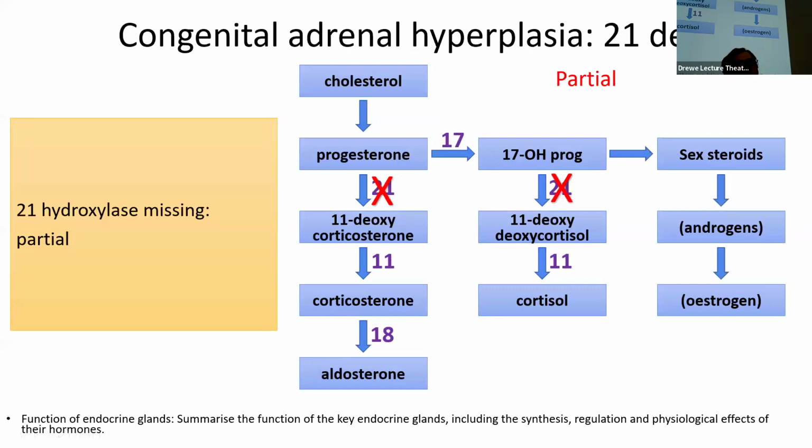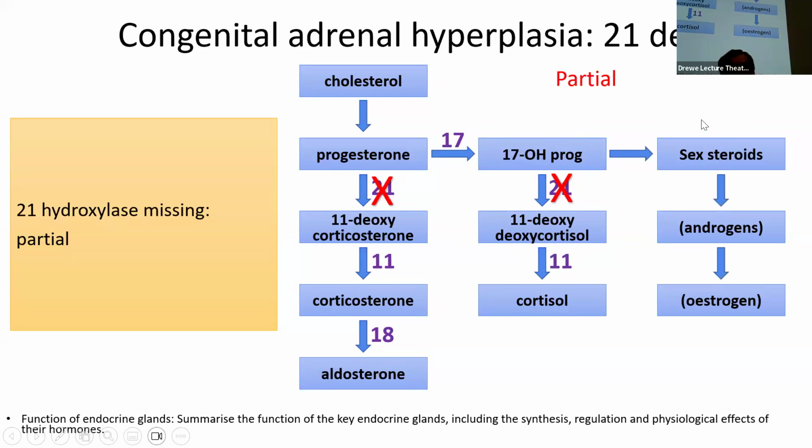Okay, what about partial? Now, partial is interesting because partial means you will not die of a salt-losing crisis. And if it's partial, you might be okay because you have a high ACTH and a high renin driving these two pathways. So that will overcome this block to some extent. But the cost will be an excess of sex steroids because you have a lot of 17-OHP and only some of it will go down these pathways and some excess will spill over to the androgens.